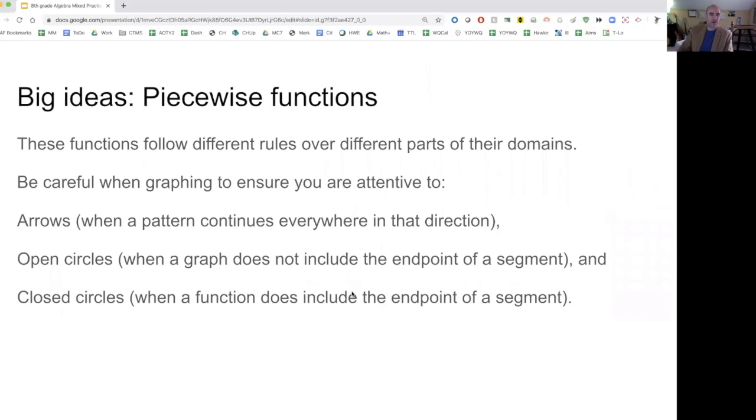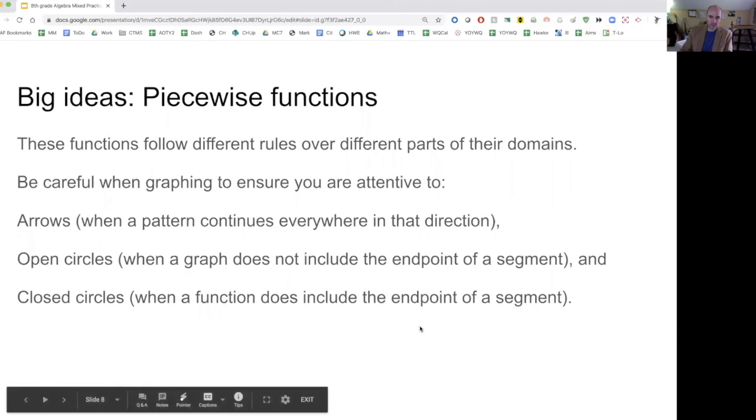All right. With that, I just wanted to stamp some big ideas for you. One, these functions follow different rules over different parts of their domains. Two, I want you to be careful when graphing to ensure that you're attentive to arrows when a pattern continues everywhere in that direction, open circles when a graph does not include the endpoints of a segment, and closed circles when a function does include the endpoints of a segment.